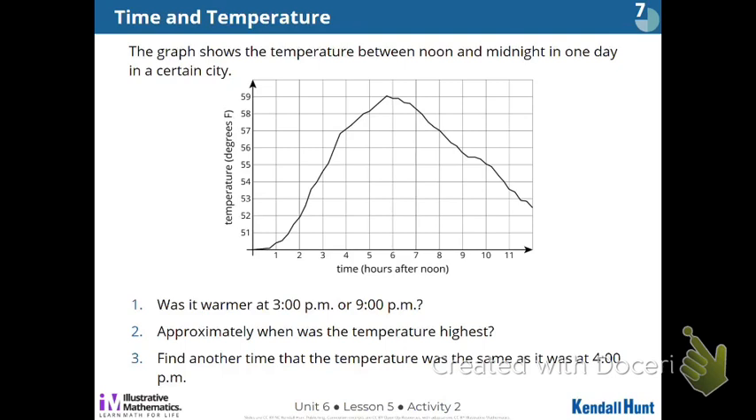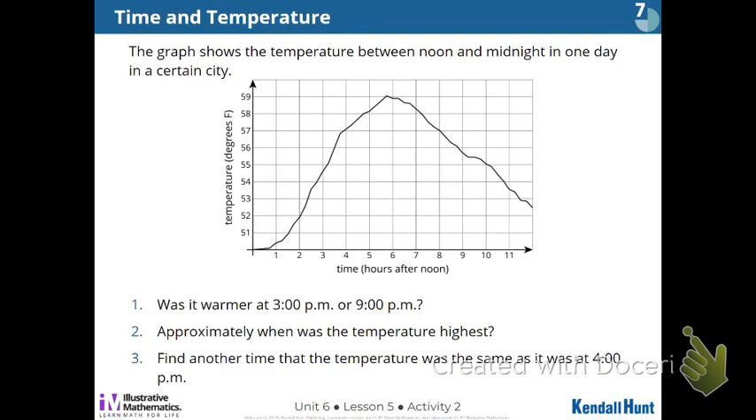Okay, and then the next question was, is temperature a function of time or is time a function of temperature? So does the time change the temperature? Does the temperature change the time is really what that's asking. What's a function of what? Benny? Time changes the temperature. Yeah, time changes the temperature.